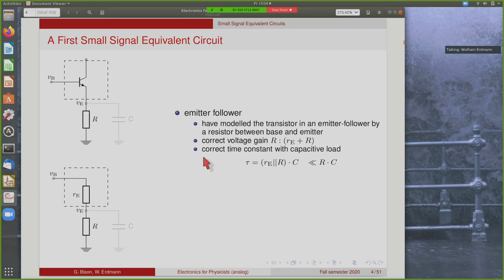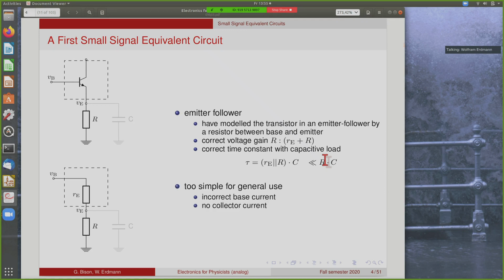It also gave us the correct time constant when we operated this with a capacitive load. So if we add a capacitive load here, then this model predicts the correct time constant that we actually observe, namely the parallel of the emitter resistance and the load resistance multiplied by this capacitance. And since in most cases this emitter resistance is much smaller than the load resistance, or should be smaller than the load resistance, this is approximately the RC. Sorry, this is wrong. This should be RE. Sorry, I'll fix that. So it's the transistor that determines the speed of the circuit.